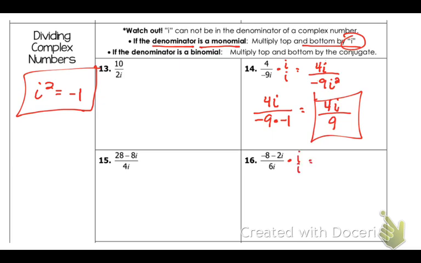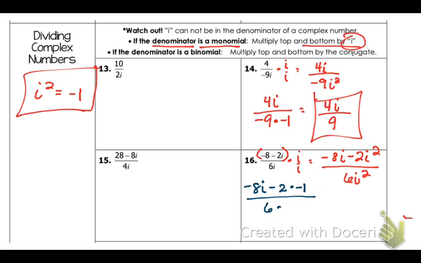Now, for these, it's kind of tricky because when you have a binomial at the top, you're multiplying everything by i, which means you're going to be left with negative 8i minus 2i squared. And then at the bottom, 6i squared. Now, this looks kind of messy, but you'll be able to clean this up a little bit. Remember that the i squared is always a negative 1. So I'm going to be left with negative 8i minus 2 times negative 1 divided by 6 times negative 1.